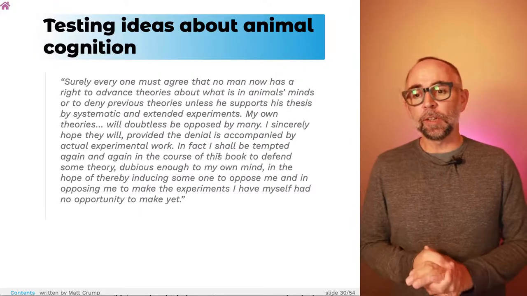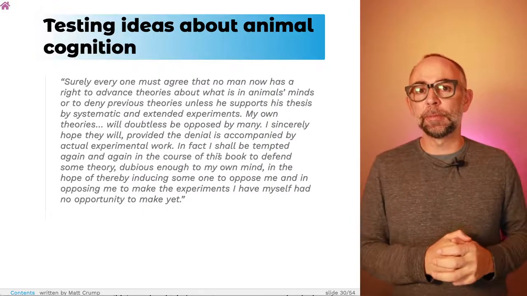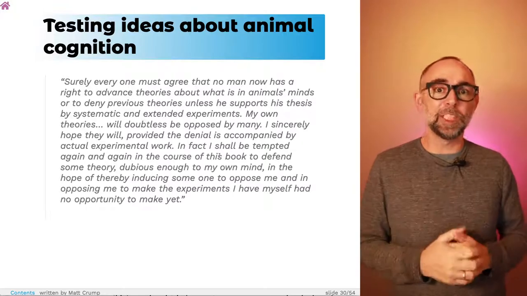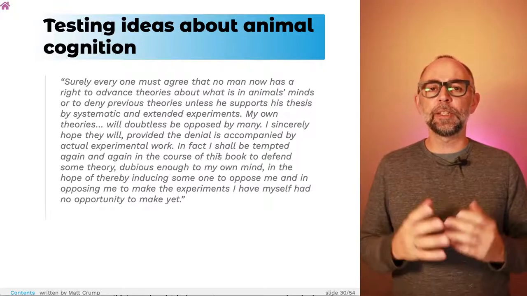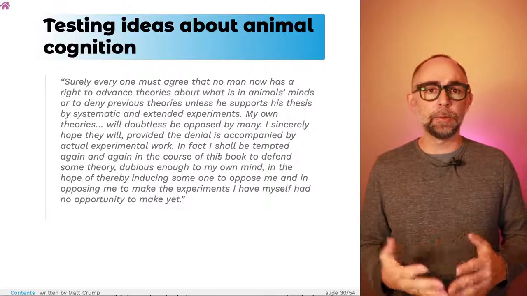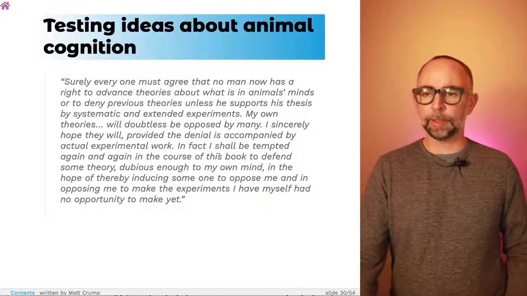So what Thorndike is going to do is come up with some proposals about what might be going on in the mind of a cat when they see a puzzle box or hear a sound or do various things. And then he's going to try to collect some evidence to support or disprove these ideas. So let's take a look at some examples.